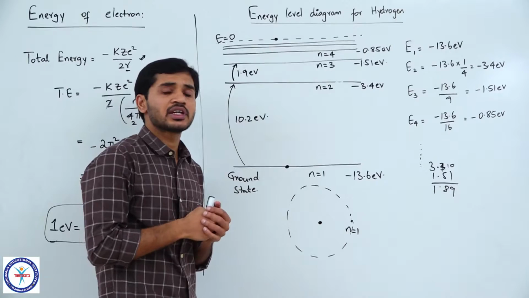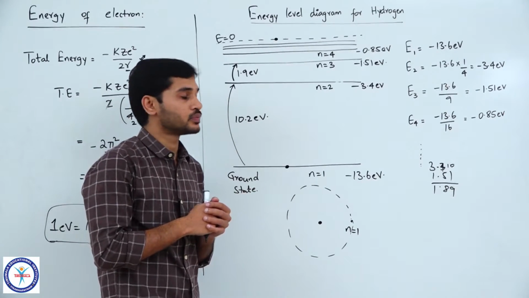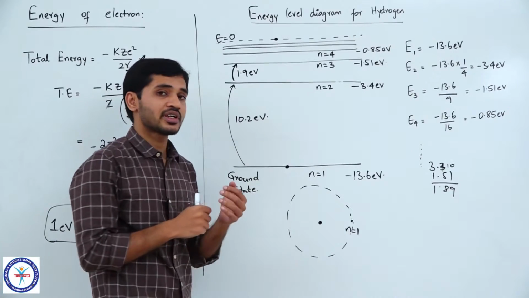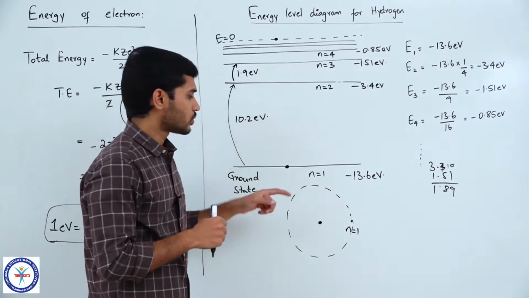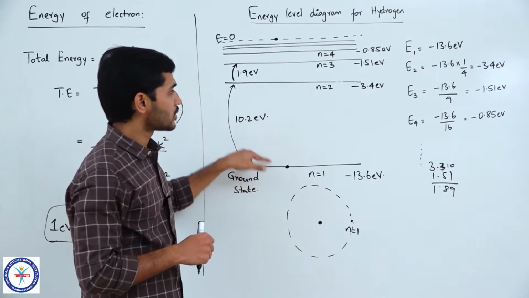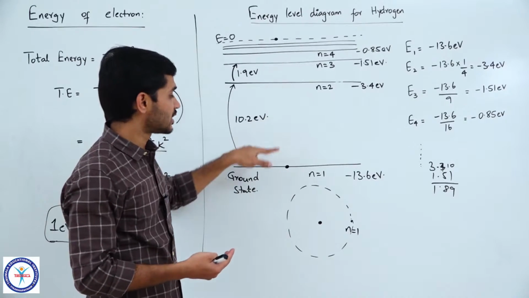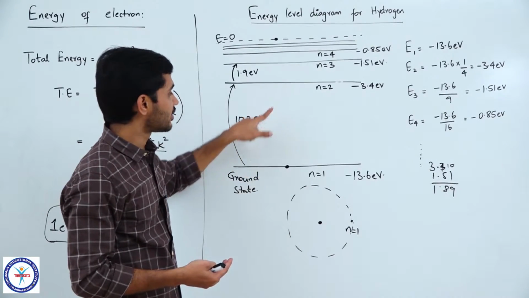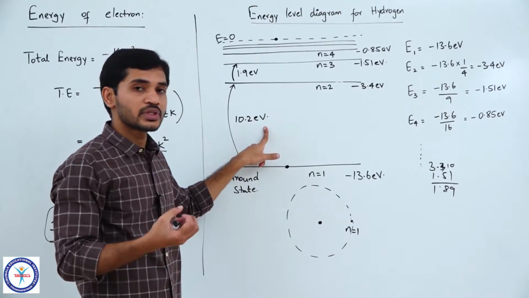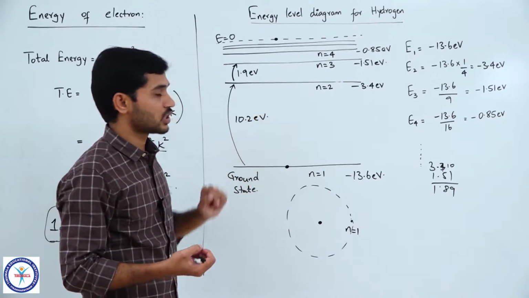So what if it is given an energy which is less than that value? For example, let us say it is given 10.2 electron volts. If this electron is given 10.2 electron volts, it excites to the next energy level. The energy difference between this level and this level is 10.2 electron volts. So taking that 10.2 electron volts, the electron from here goes to this state.